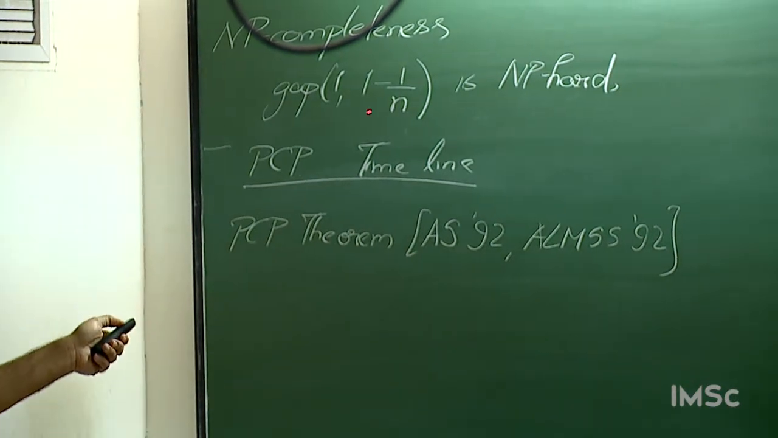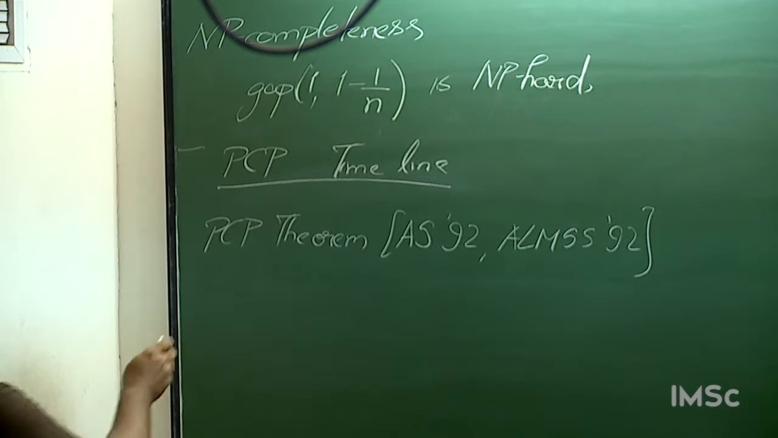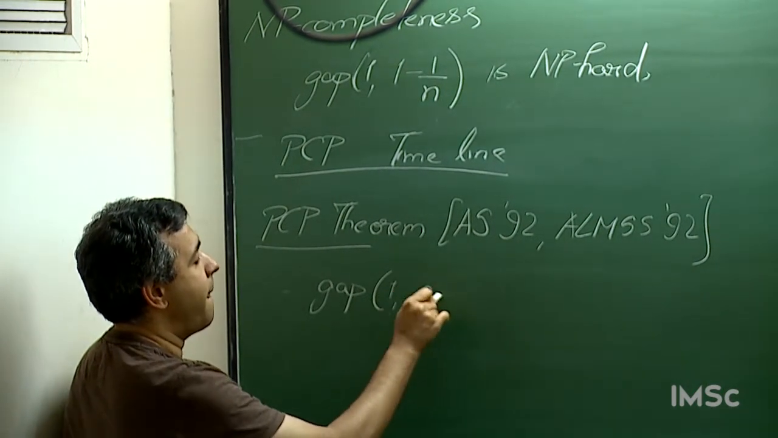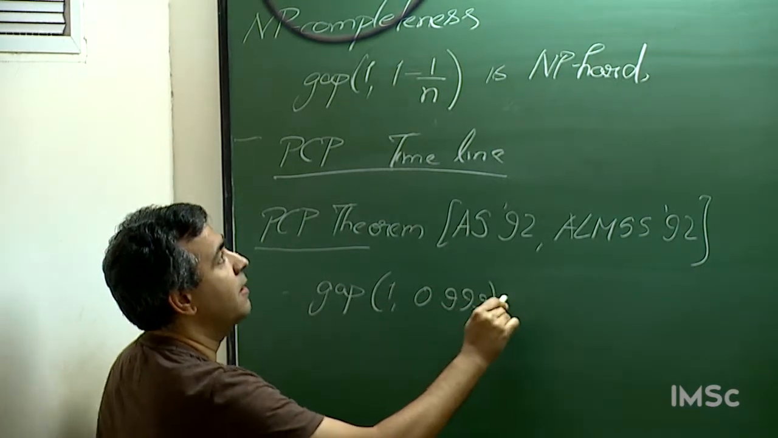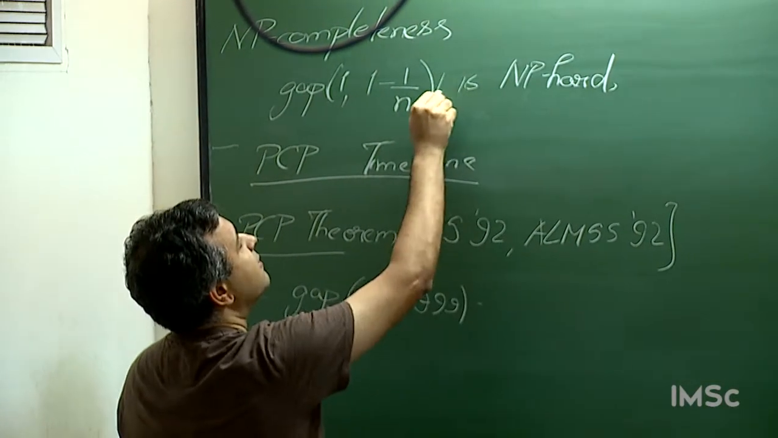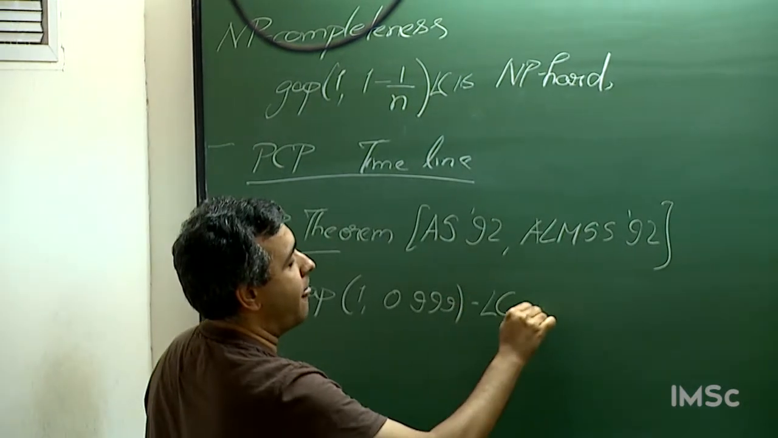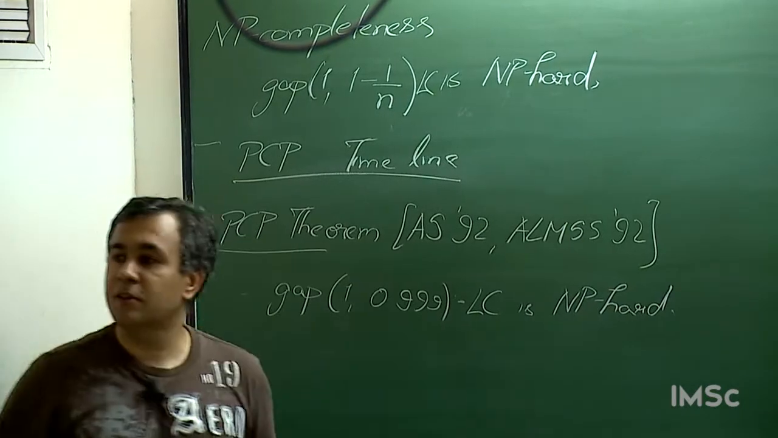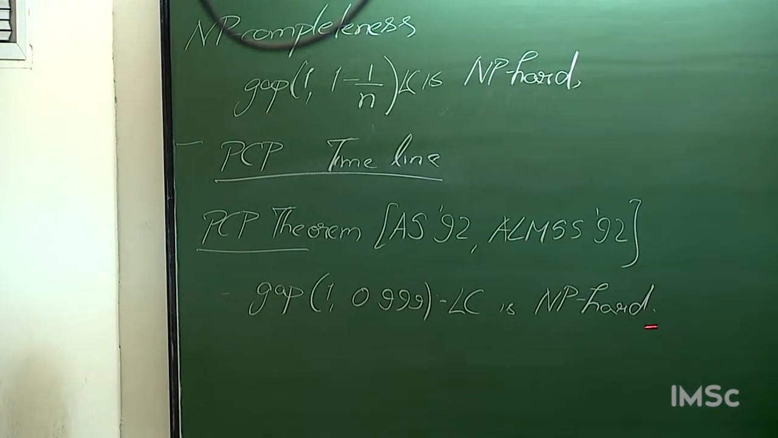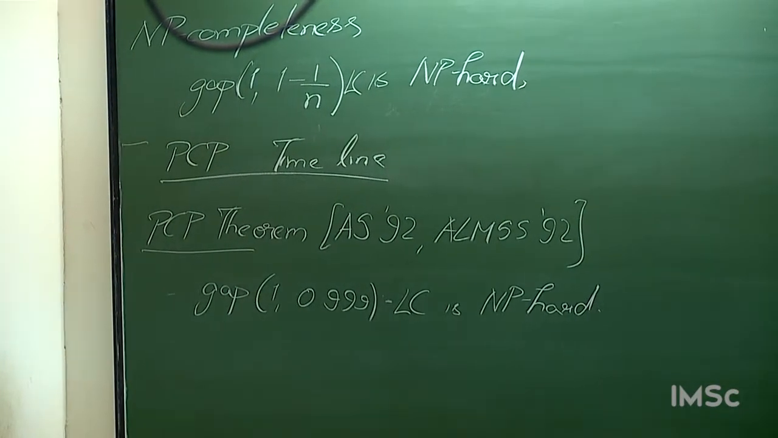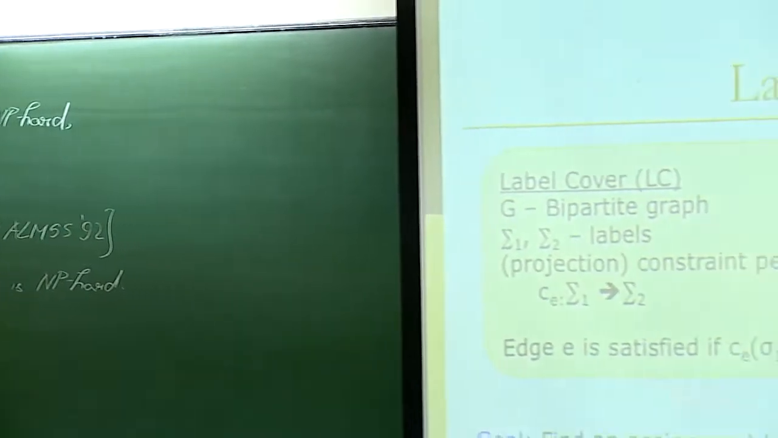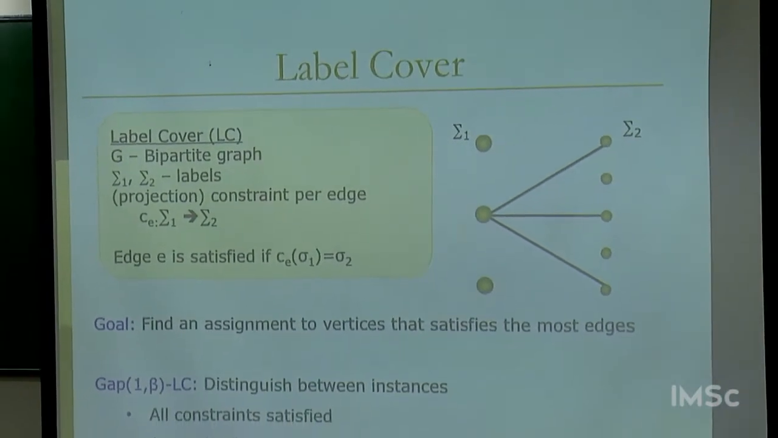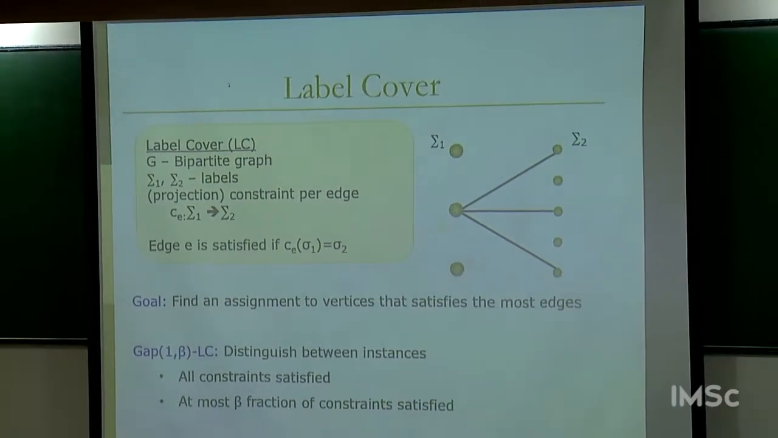Right now, it's just an inverse polynomial gap. The PCP theorem states that this can be expanded: gap 1 versus 0.999 label cover is NP-hard. This is an alternate formulation of the PCP theorem. It says distinguishing between label cover instances which are perfectly satisfiable and those in which at most 99.99% are satisfiable is NP-complete.